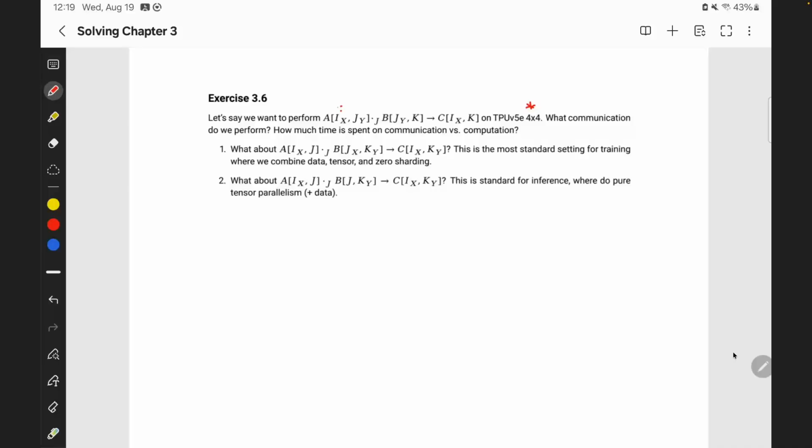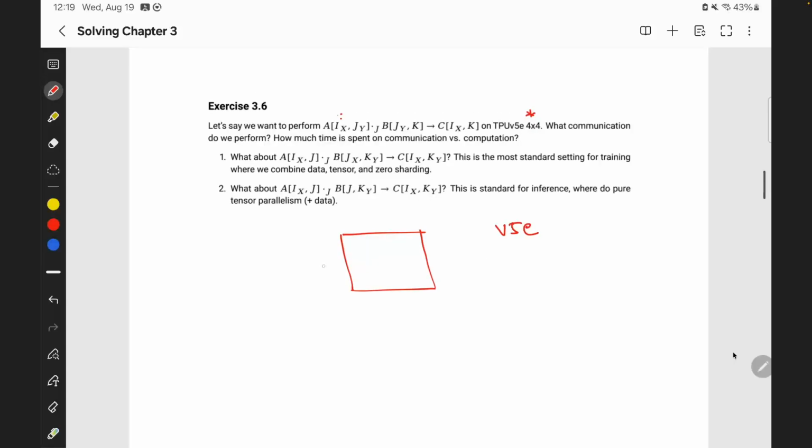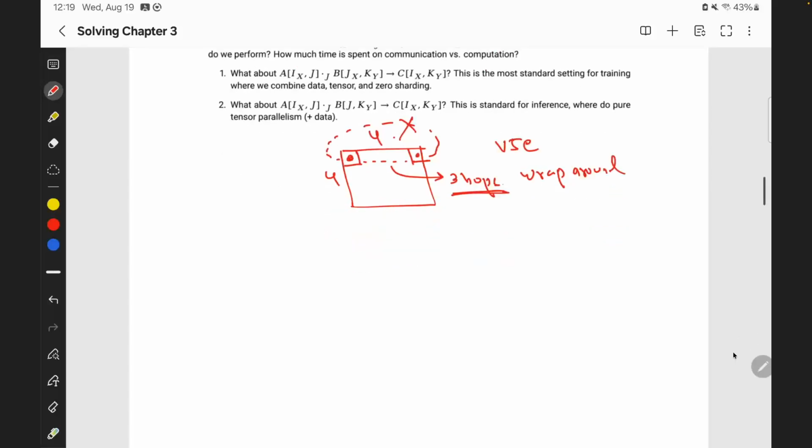So let's first solve this question. This question is saying that we have a TPU v4 architecture, where you have 4 comma 4, so you have two axes, and this architecture doesn't have wraparounds. So you cannot send data like this, this is not allowed. To send data from here to here, at max it will take you 3 hops. So in the worst case scenario, you will be paying a cost of 3 hops.